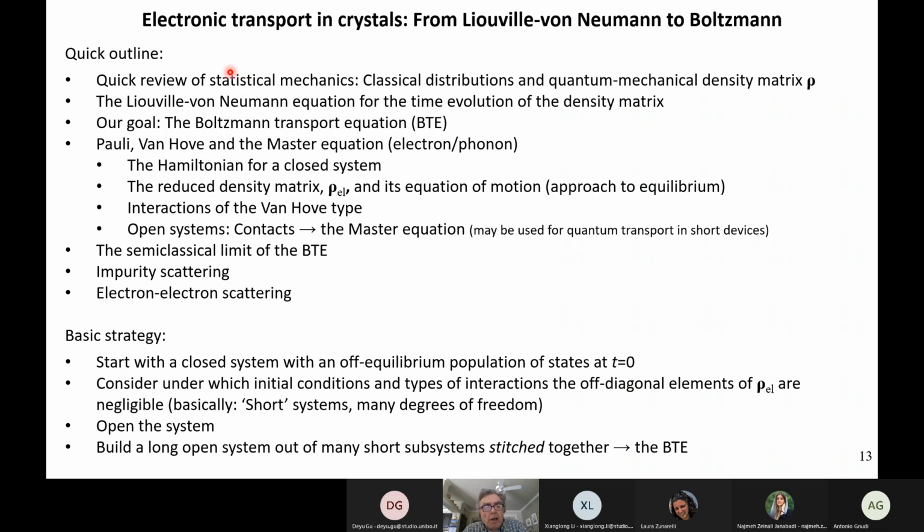So the quick outline is I will review a little bit of classical statistical mechanics and a little bit of quantum mechanical statistical mechanics.